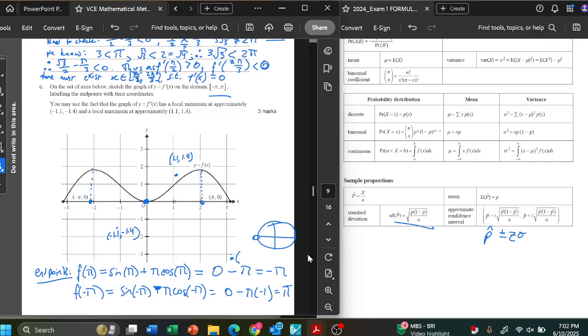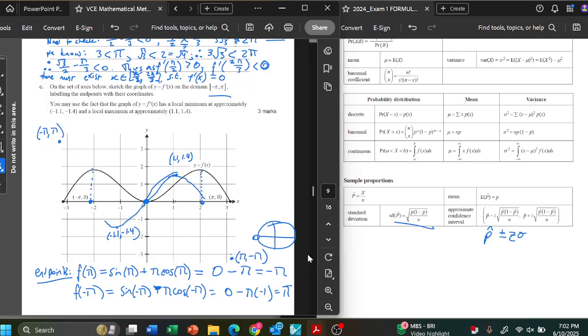It's going to be somewhere about there. So that is the coordinates pi, negative pi. And our other endpoint is negative pi and positive pi, which is somewhere there. So negative pi, positive pi are our two endpoints. And now all we have to do is just connect all of those points as smoothly as possible.